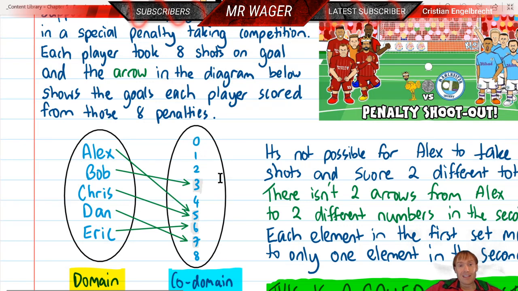In this circle, in this set, we have all the possible scores that they could get out of 8. So I've got 0, 1, 2, 3, 4, 5, 6, 7, or 8, with 8 meaning if they scored 8 out of 8, they scored every single time. The arrows here represent their scores. So Alex had the 8 shots on goal, and his arrow points to the number 5. That means Alex got 5 goals. Bob scored 3 goals, Chris scored 5, Dan scored 7, and Eric scored 6.